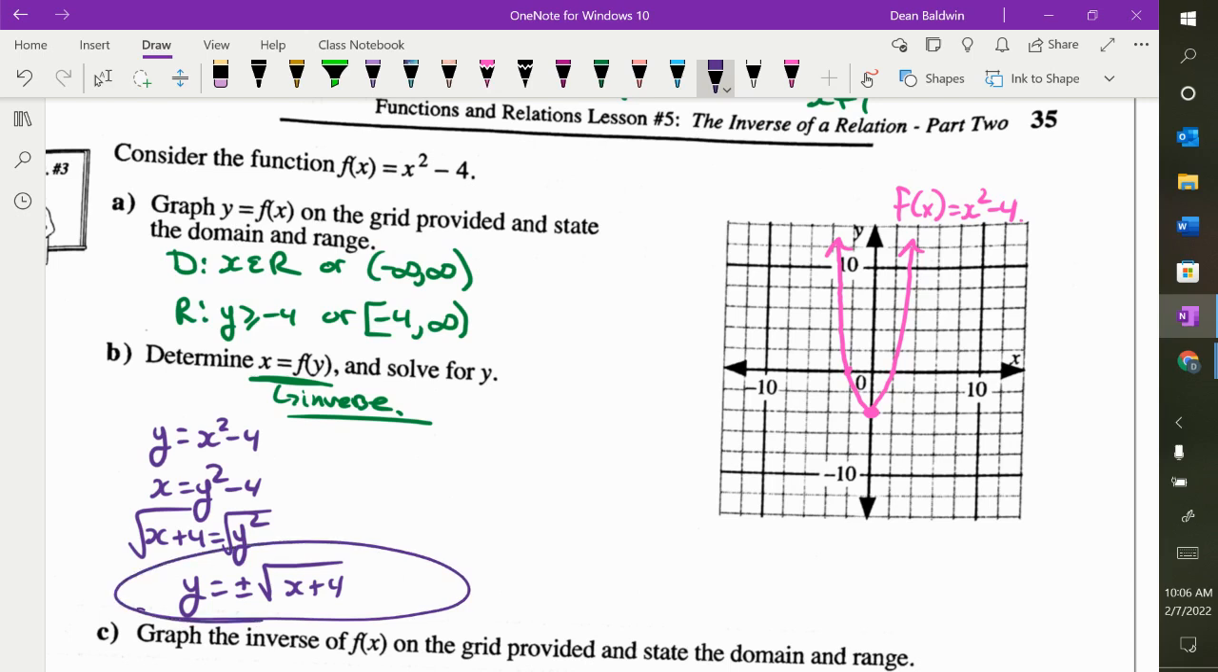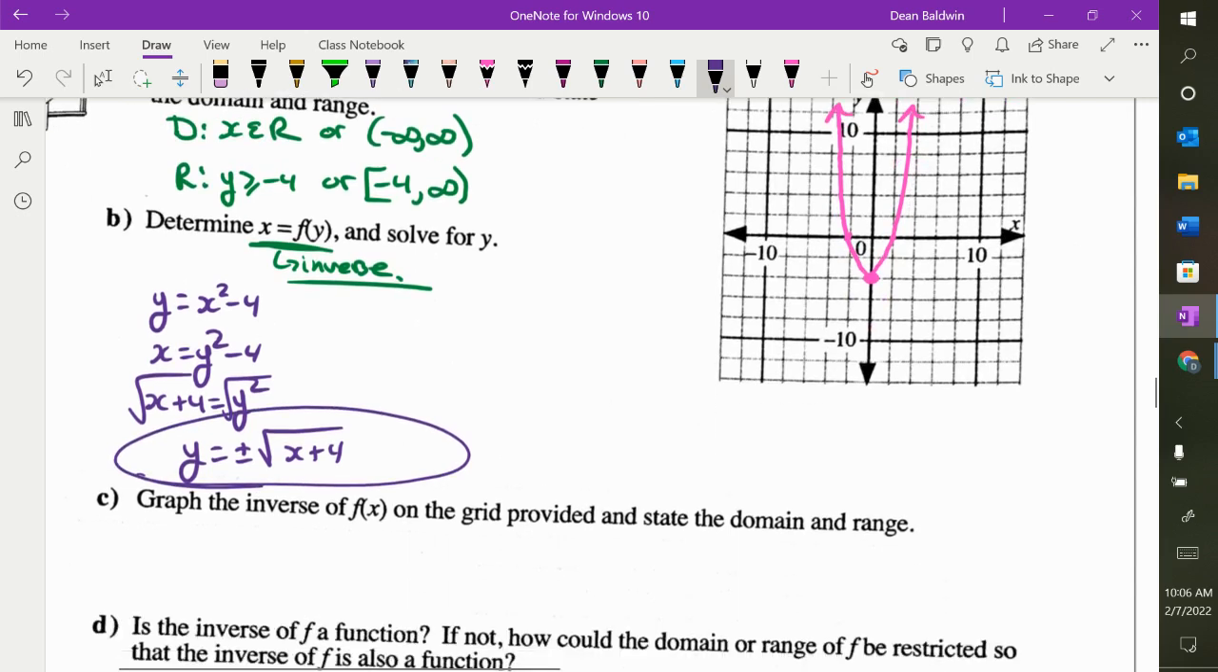Now we have to sketch that graph. I'll leave it in purple. Okay, just ignore the plus or minus for now. If I gave you the graph of root x plus 4, what do you do to sketch it? What makes the inside 0? Negative 4. So you go to negative 4, which is right there. Does it open to the right or to the left? And how do you know? It goes to the right. How do you know? X is positive, right?